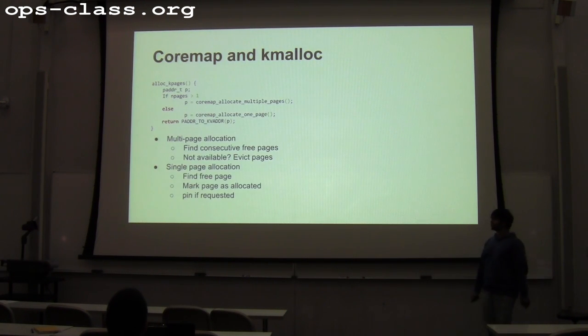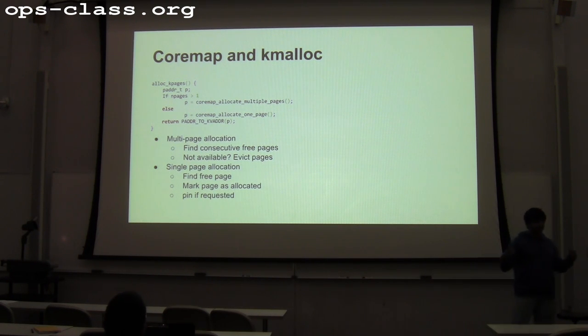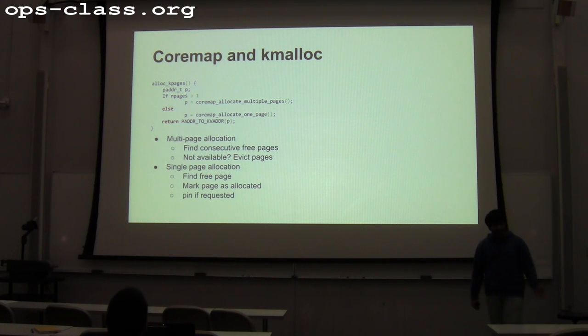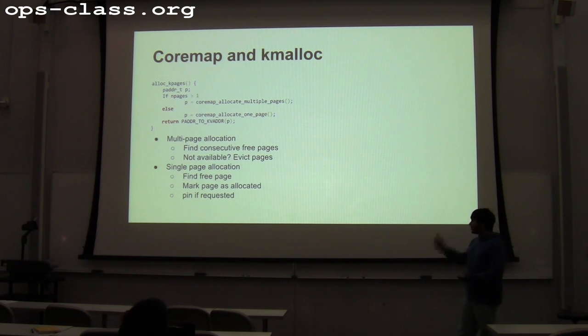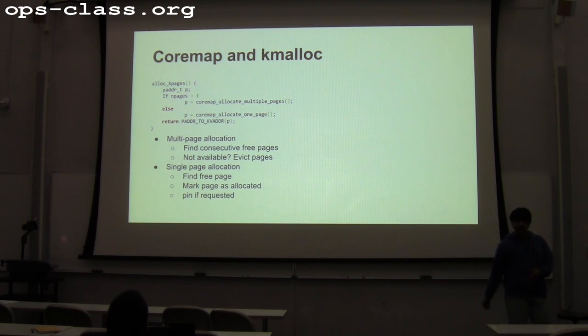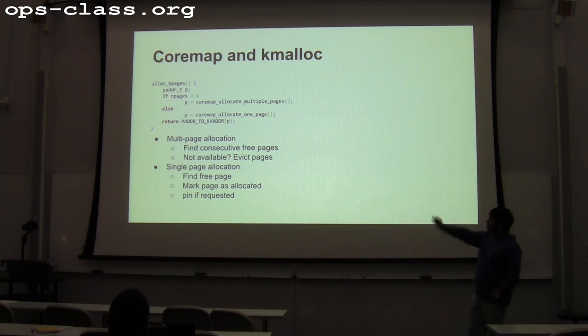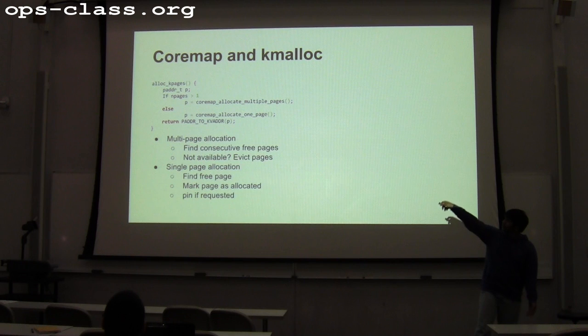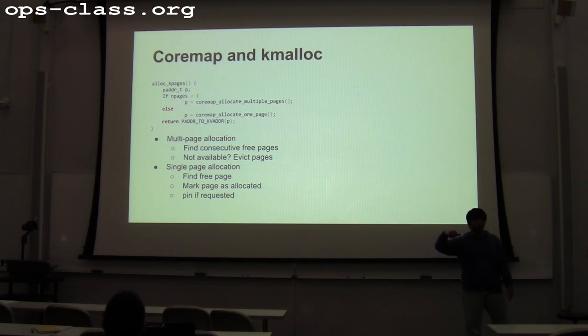Okay, so again, as I mentioned, core map and kmalloc fit in through the interface of alloc k pages and free k pages, right? So what does alloc k pages have to do? First, you check whether you're allocating multiple pages or a single page. You have separate functions for each of these, right? Pseudocode, this is how it would look. If the number of pages is more than 1, then you call this function that's supposed to allocate multiple pages. If it is just 1, then you allocate a single page. And then you use that macro to return the address, right?